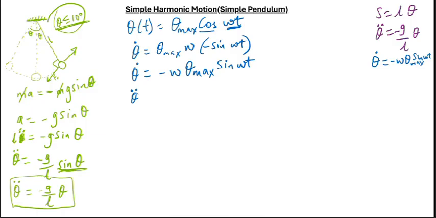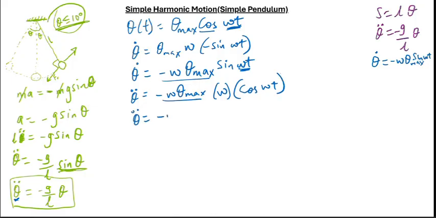Differentiating it once more, because we need the second derivative, and the second derivative is somewhat the same, because this is constant. Differentiate this, you have omega, and differentiate sine, you have cos omega t. Opening the brackets, you have your second derivative to be minus omega squared, because omega multiplies omega, times theta max, times cos omega t. And don't forget that theta max cos omega t is actually equal to our theta.